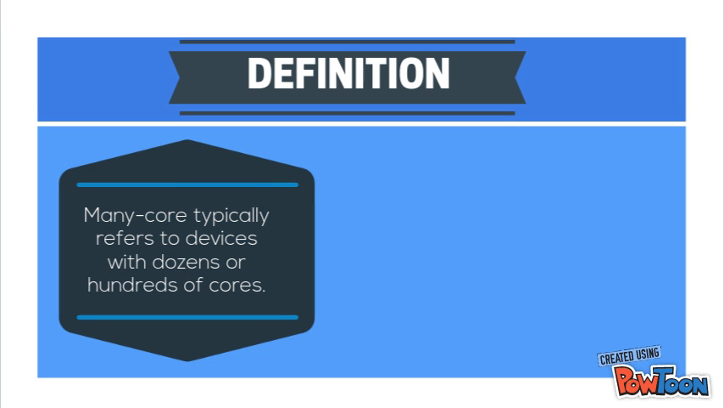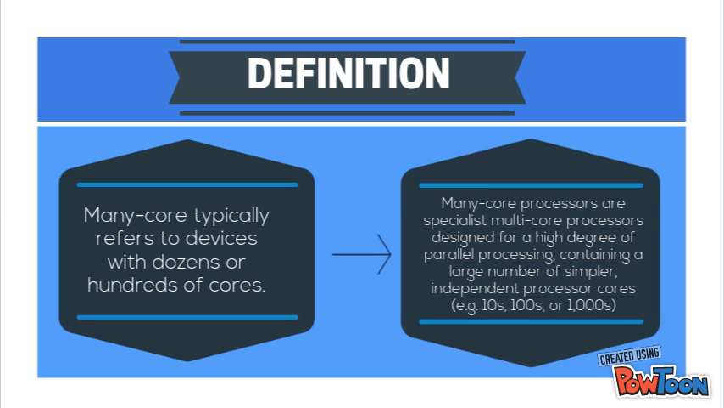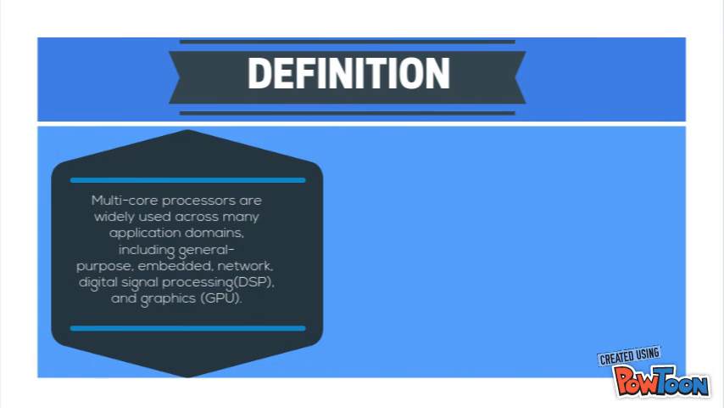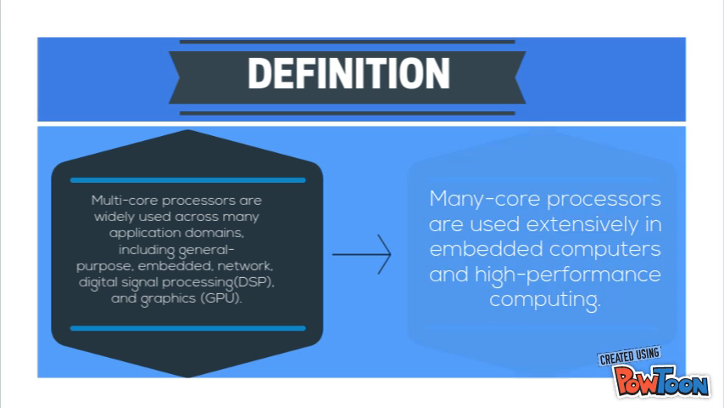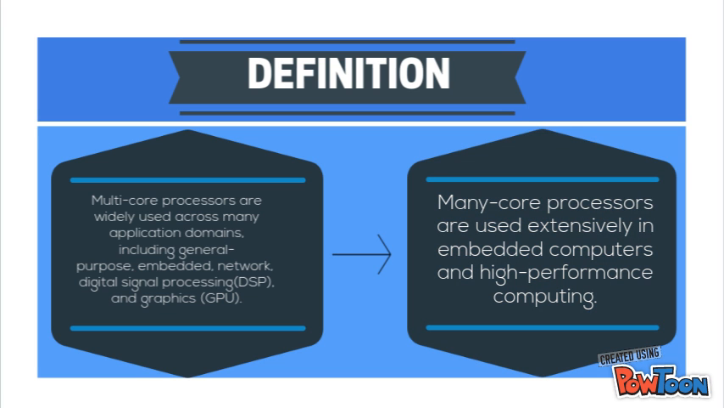Definition. Many-core typically refers to devices with dozens or hundreds of cores. Many-core processors are specialist multi-core processors designed for a high degree of parallel processing, containing a large number of simpler, independent processor cores. Multi-core processors are widely used across many application domains, including general-purpose, embedded, network, digital signal processing (DSP), and graphics (GPU). Then, many-core processors are used extensively in embedded computers and high-performance computing.